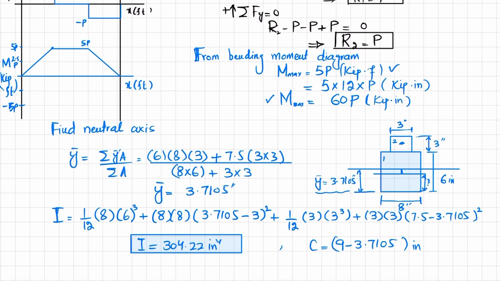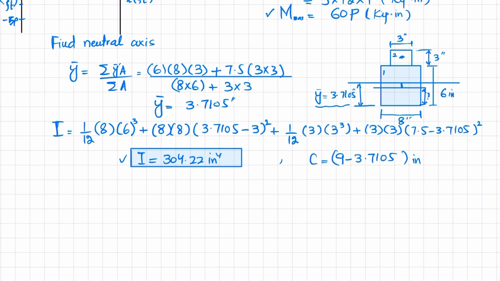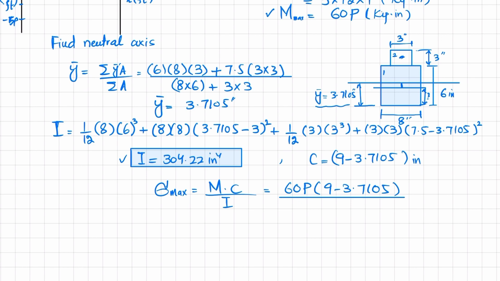So you have the maximum bending moment, you have I, you have C. You can put it in the formula. Maximum bending stress is equal to M into C divided by I. So the moment in kip-inch is 60P, C is 9 minus 3.7105, divided by I. What about I? I is 304.22.